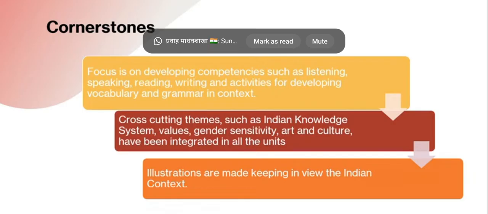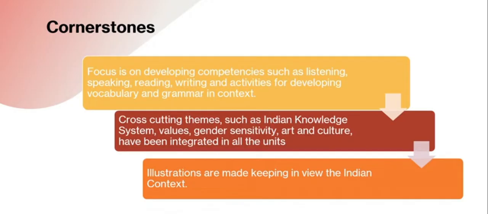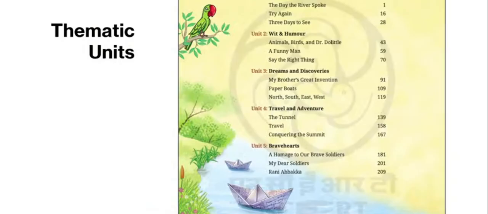Cross-cutting themes such as Indian knowledge system, values, gender sensitivity, and art and culture have been integrated in all the units in some form or the other. Then illustrations depict the Indian ethos, Indian context. These are the cornerstones, and these are the thematic units that we have.